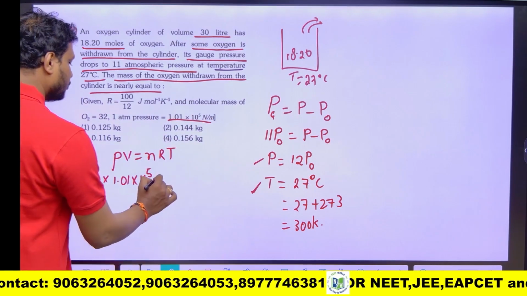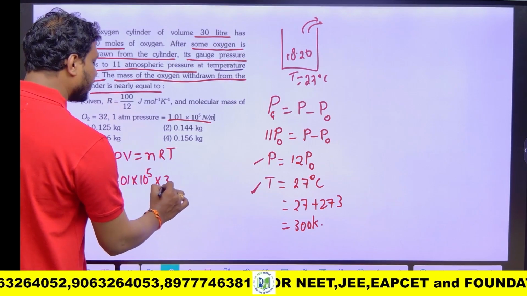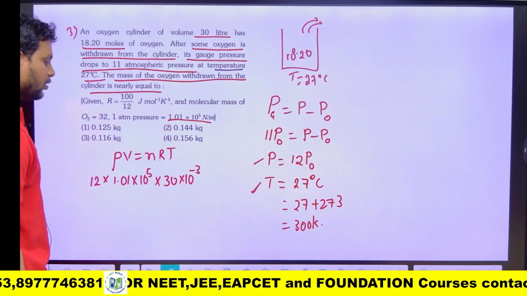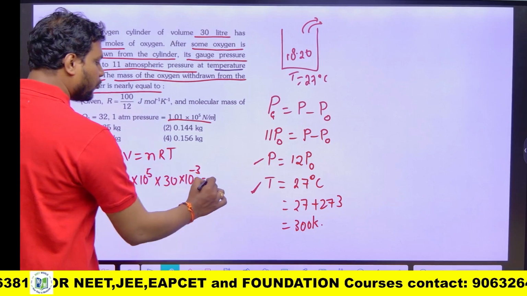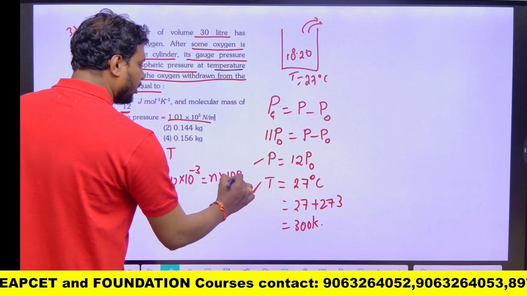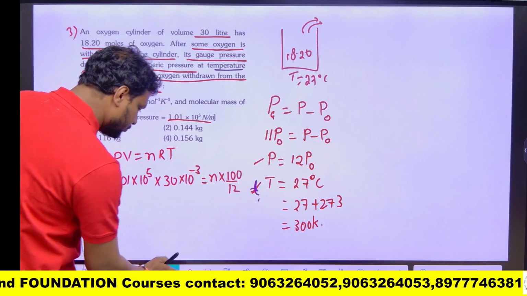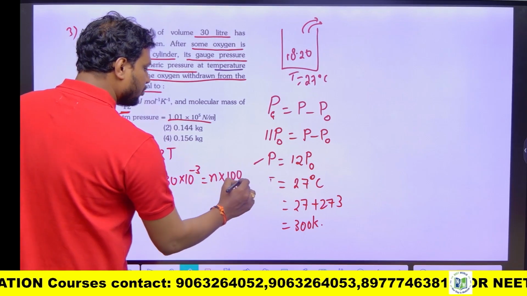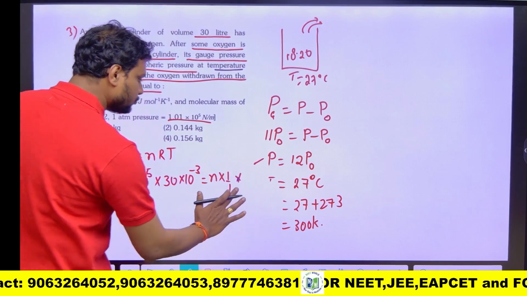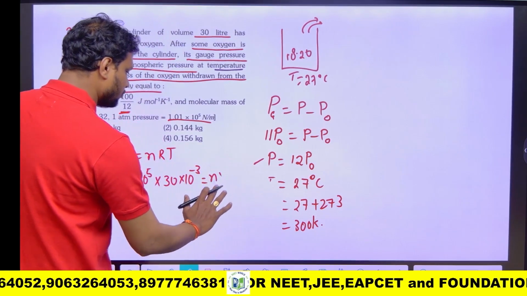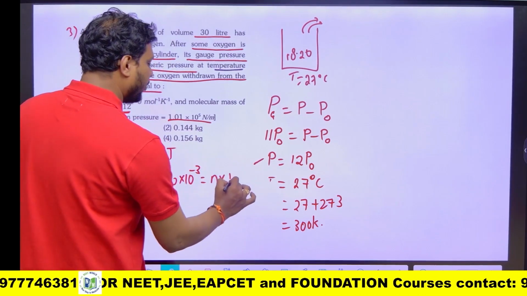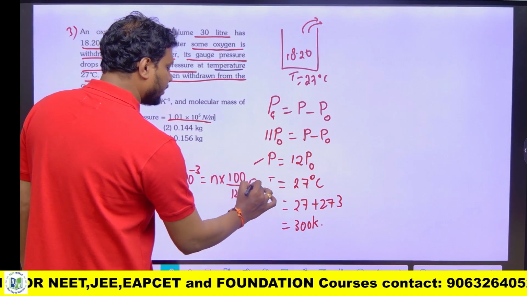So volume. What is the volume of the cylinder? 30 liter. If you convert into meter cube, 30 into 10 to the power of minus 3, and that is equal to n, the number of moles. I will take it as n, and the R value they have given is 100 by 12. So the R value is 100 by 12, and they have given the temperature. The temperature is 300 Kelvin. That is equal to n into R value 100 by 12 multiplied by 300.